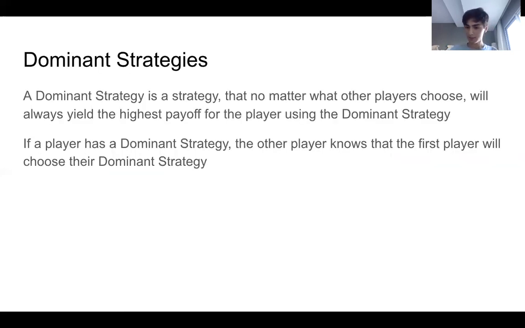Dominant. So here are the different ways of finding this Nash equilibrium. Dominant strategies. A dominant strategy is a strategy that, no matter what the other players choose, will always yield the highest payoff for the player using the dominant strategy. So if a player has a dominant strategy, the other player knows that the first player will choose their dominant strategy. Remember, because all players are rational, all players are aware of everything going on in the game, and thus players can make conclusions about what the other player is going to choose.